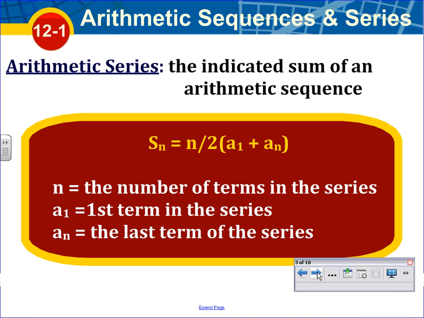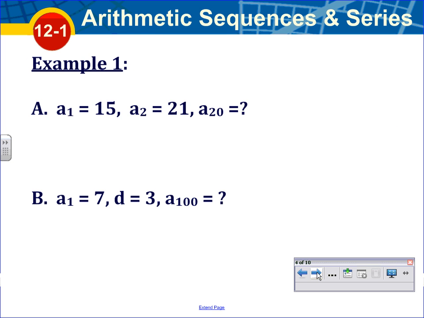All right, then we have an arithmetic series. The difference between a sequence and a series is just that we're going to add the terms together. So for a series, it's actually going to end somewhere and we're going to add them together. So we're going to use this formula S sub n. That's the sum of the first n terms, and it's going to equal n over 2 times a sub 1 plus a sub n. So first term plus last term. And that's really all that means. So you need to know those formulas. All right, so let's get going on our examples.